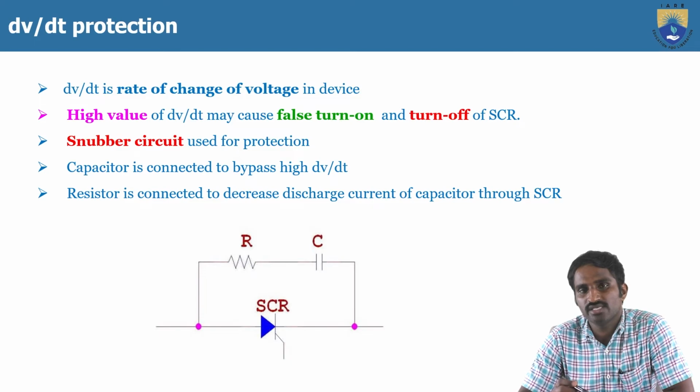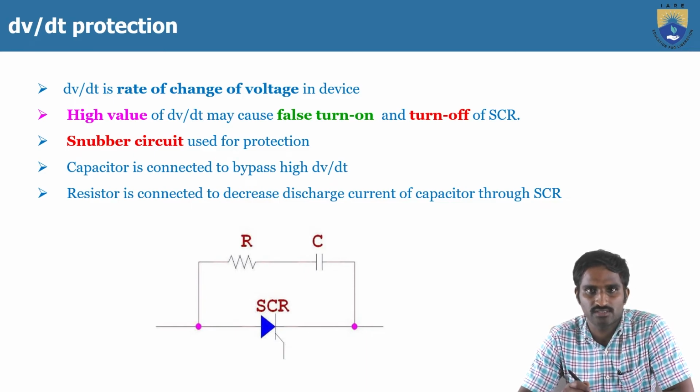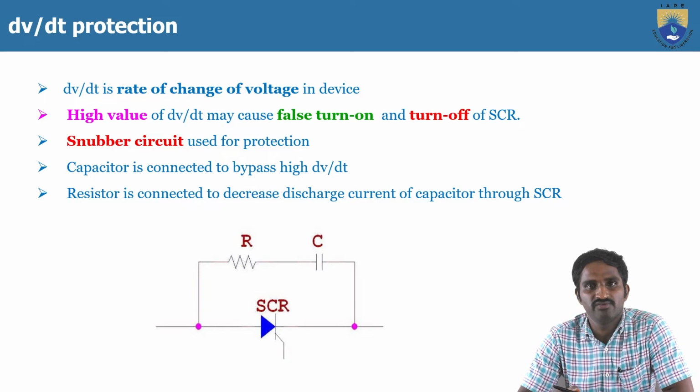To protect the thyristor from the di by dt rating, we connected the inductor in series, and here we are connecting the capacitor in parallel. The capacitor is connected to bypass the high dv by dt voltage. And the resistor is connected to decrease the discharge current of the capacitor through the SCR. So this is how we can protect the thyristor from the dv by dt rating.